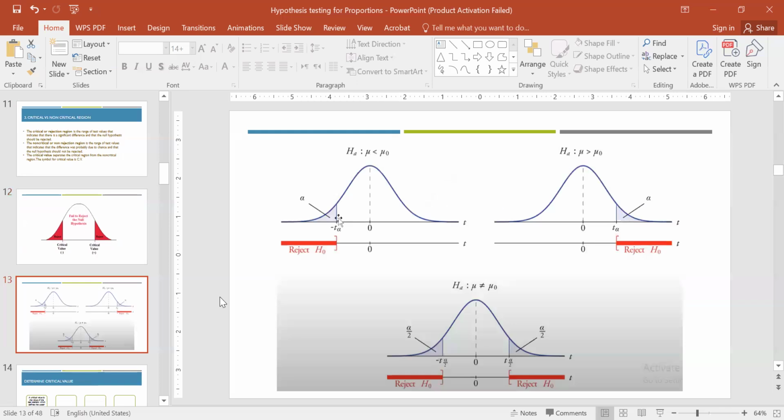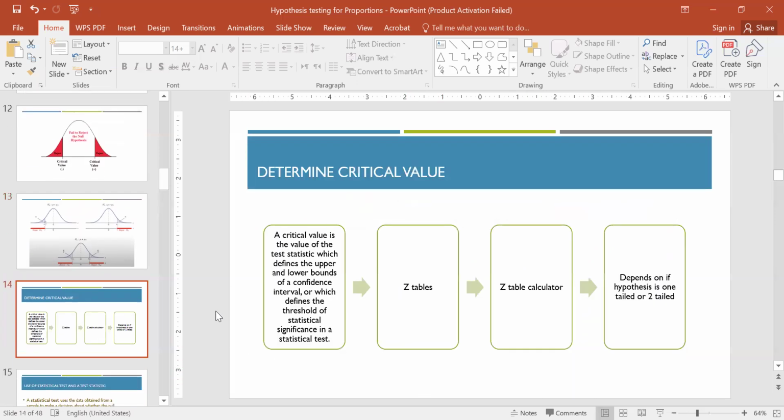According to the types of hypothesis, we can see where the critical region falls. In this first curve, we can see that in the left-tailed test we have the critical region over here, and in the right-tailed test we have the critical region over here. And in the two-tailed test, we have the critical region on both sides, on the positive as well as the negative side.